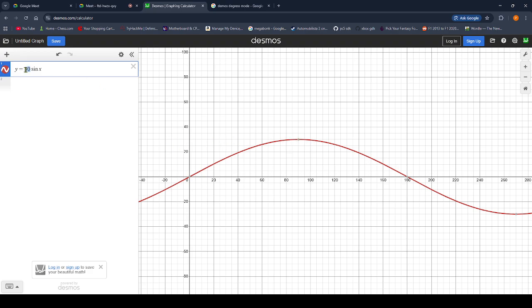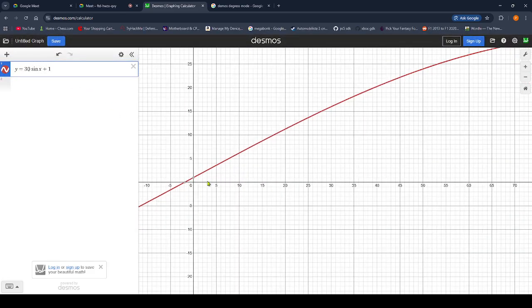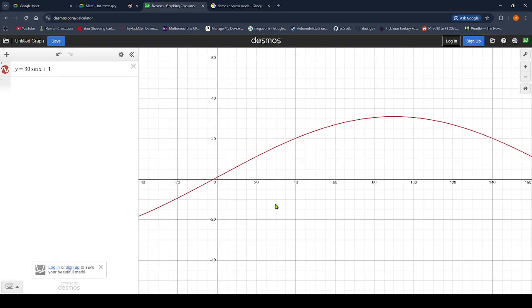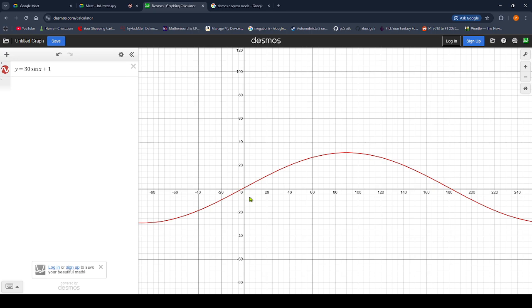Wait, so let's say this amplitude was not 30, right? And it was 1. So on a sine graph, it starts at 0, 0. At 180, it will hit 0, and at 360, it will hit that. But let's say it has a vertical shift of 1. You'll see that now it only hits 0 at, okay, not like that. How do I do this?